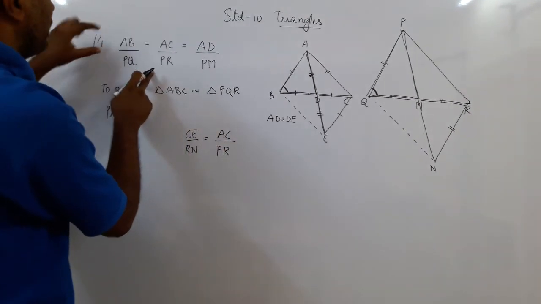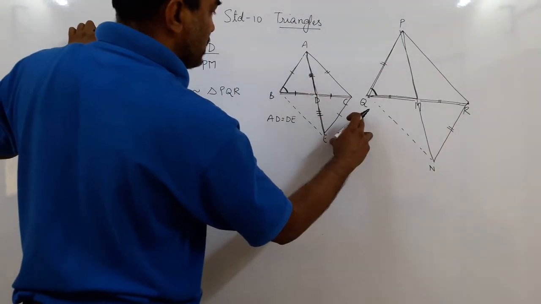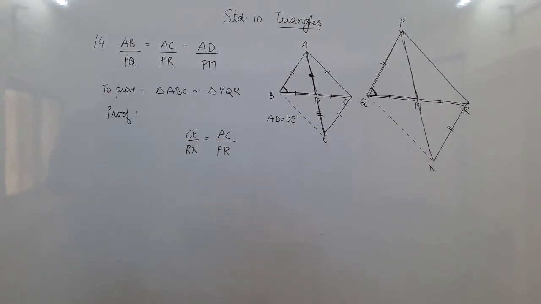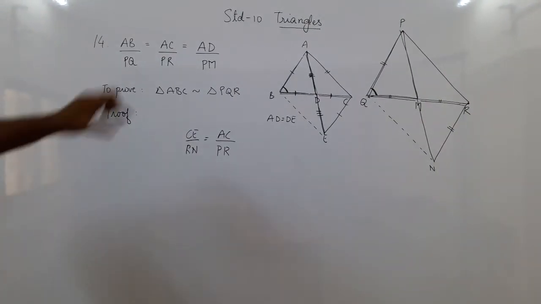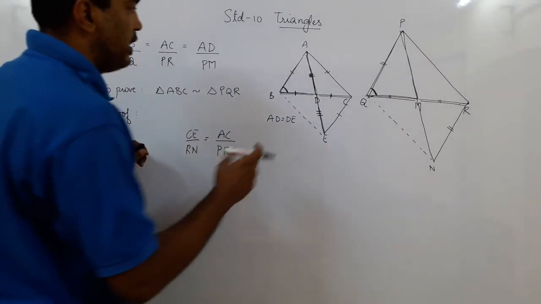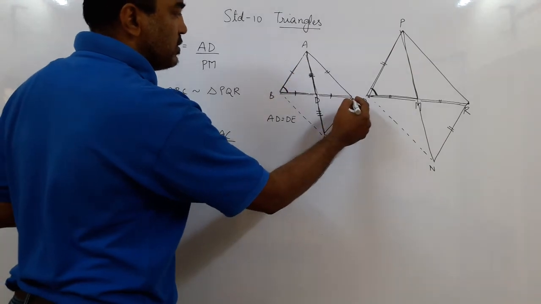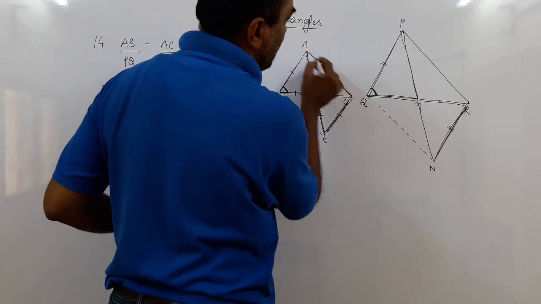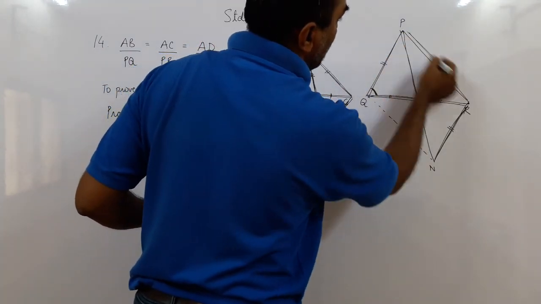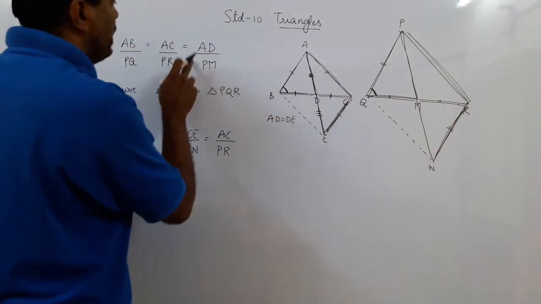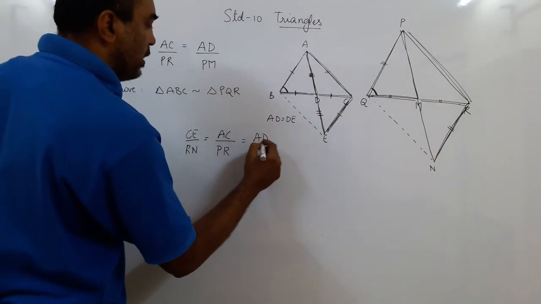AC upon PR is given, but AB is equal to CE and PQ is equal to RN. So we get this. Now, what do we get because of that? Anything else you can see? Also, we have got AD equal to PM. So what I have taken here? I have taken CE upon RN equal to AC upon PR and now AD upon PM.